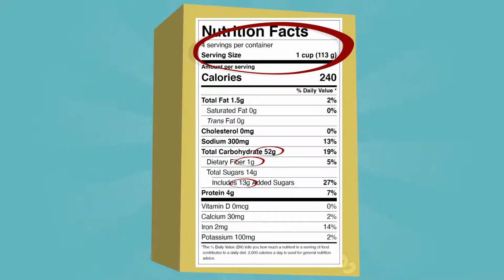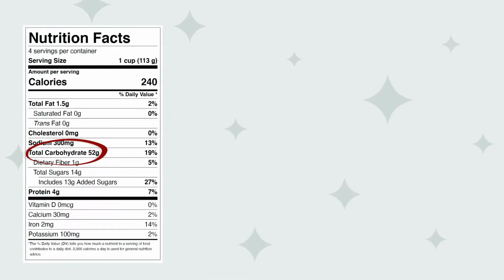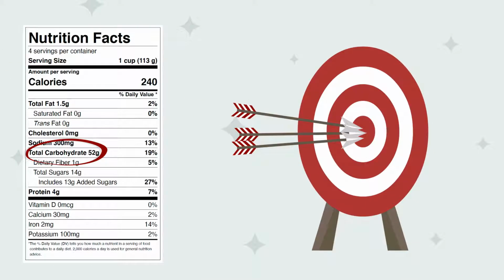of added sugar. Let's say you decide to eat 2 cups. That means that you would be consuming double the amount represented on the label: 104 grams total carbohydrates, 2 grams dietary fiber, and 26 grams of added sugar. You can find how many carbohydrates are in an item by looking at total carbohydrate on the label. Once you have a goal of how many carbohydrates you want to consume per meal, this makes it easy to decide how much of a food item to consume.